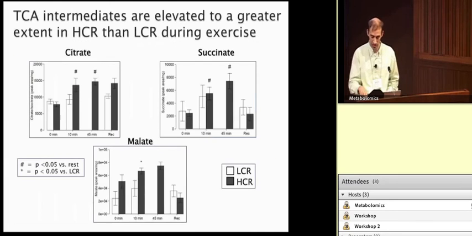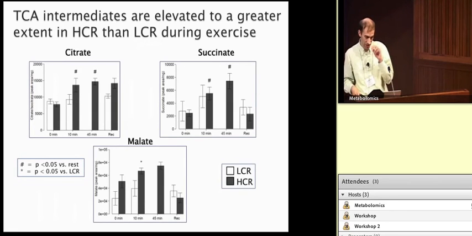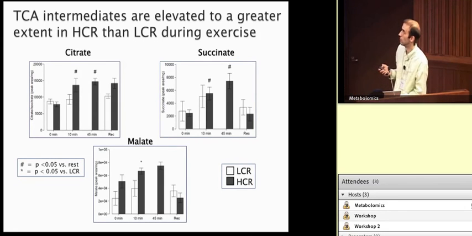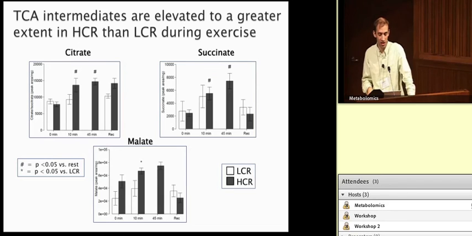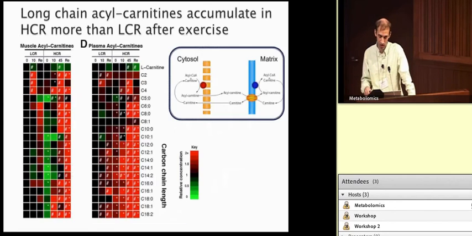Okay, so these are things you could measure classically other ways, but in the same experiment we get, and I'm just showing you a very small snippet of the data that we've got out of this experiment, we see alterations in the TCA cycle intermediates. The HCR have higher levels of several different TCA cycle intermediates, which may be representative of an increased ability of their TCA cycle to support oxidative metabolism as compared to the LCRs. And so that was one significant difference.